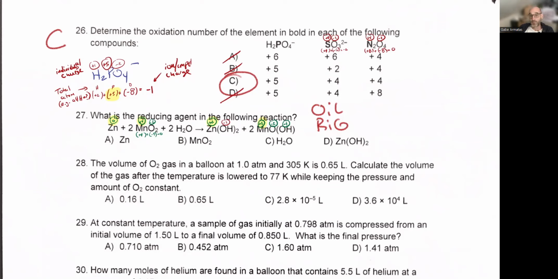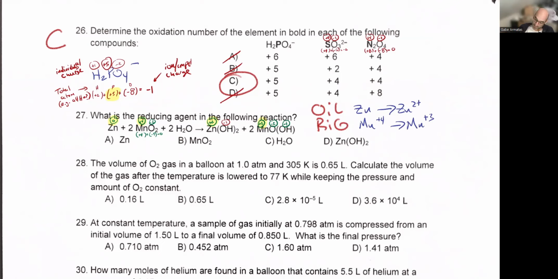So going from 0 to +2, I'm positive I lost an electron. Becoming more positive means you're losing electrons. So what that means is zinc going to zinc 2+ is oxidation. Manganese going from +4 to +3 has gained electrons because it's dropped in charge, so it is going to be reduced. So what is the reducing agent?